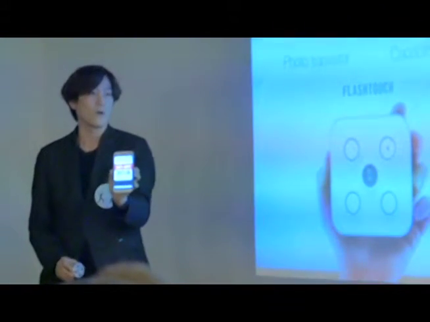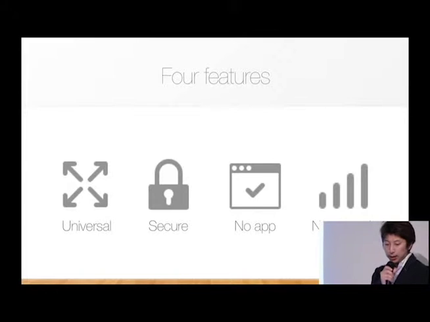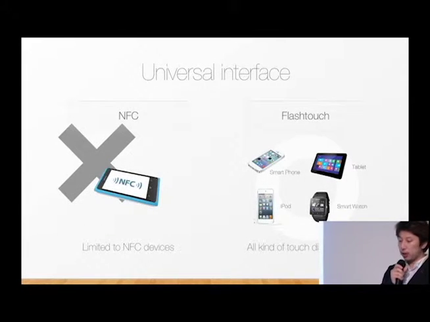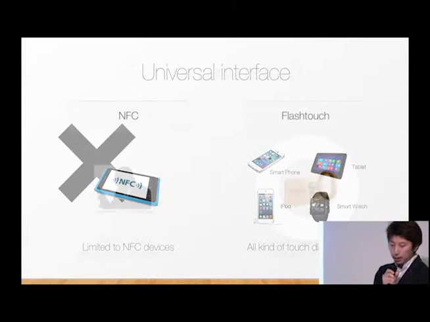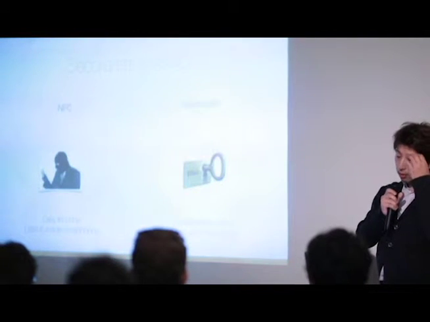Okay, so Flashtouch has 4 remarkable features. The Flashtouch system can be used on any kind of small device which has a touchscreen display. Universal interface is a minimal requirement from the perspective of wide system distribution. And Flashtouch is suitable for secure transactions like payment or key systems. This is because the transaction is processed with a single-use, unique encrypted signal.